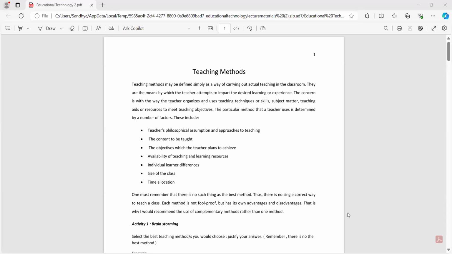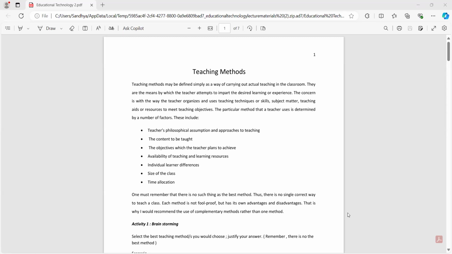Size of the class. If it is... Excuse me, sorry for interrupting. Ma'am, according to the individual learner differences, now, as you said, it depends on the preferences of the students. But can't we take the capacity of their knowledge? There are progressive students and the other students. According to that, the teacher.